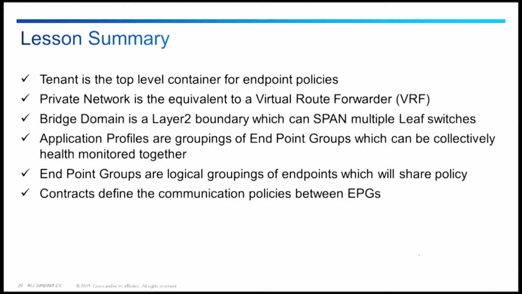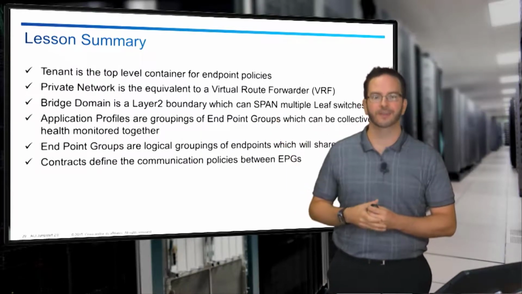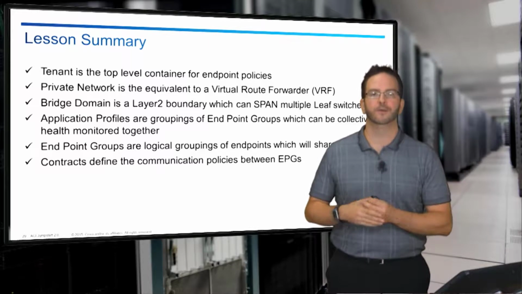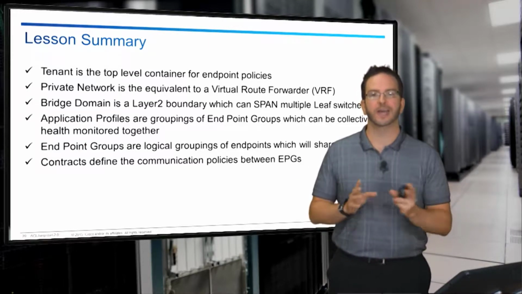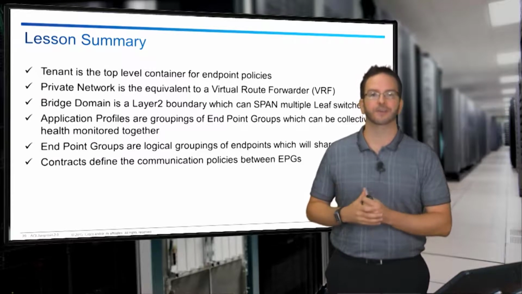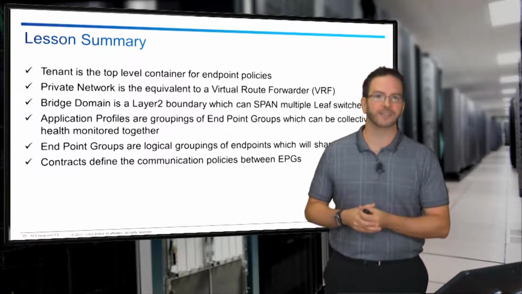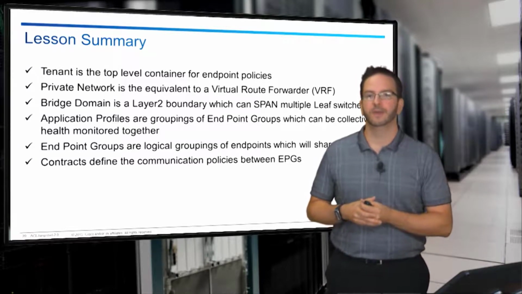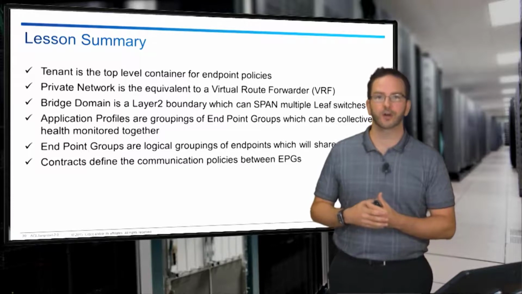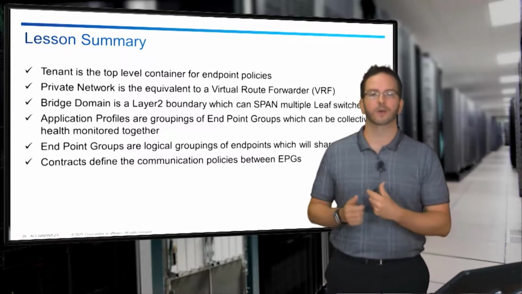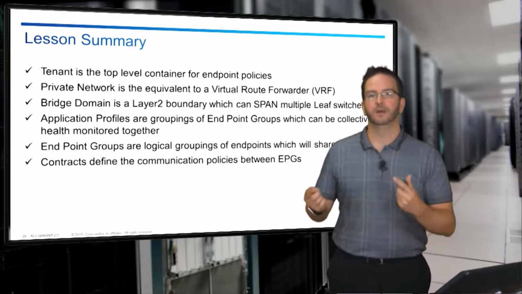So in summary, we talked about a bunch of new concepts here. The very first one we talked about was our tenant. That was just a logical container for all of our applications. It's also where we're going to limit who can access this specific configuration in terms of role-based access controls. Next one below our tenants, we had our private network. Our private network is where we had our VRF instance, our contexts, and that's really that routing namespace.